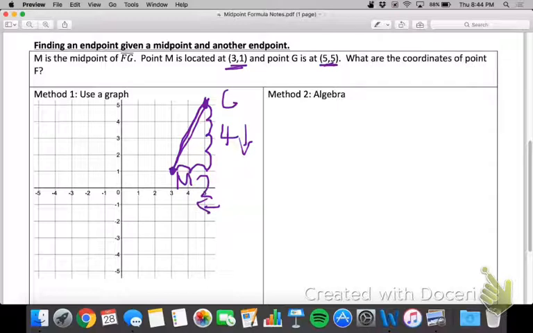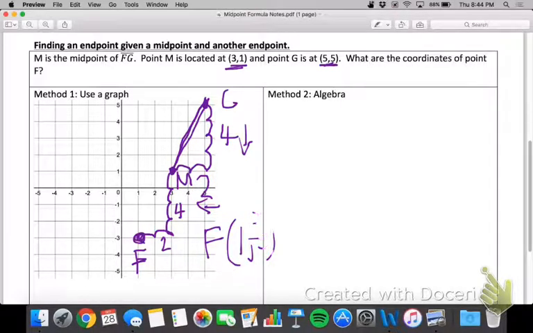So if that's halfway to point F, then to get to point F, I'm going to do the same thing. 4 down and 2 over again, and I landed here, and this has to be where point F is. So this is point F. F is at (1, -3).